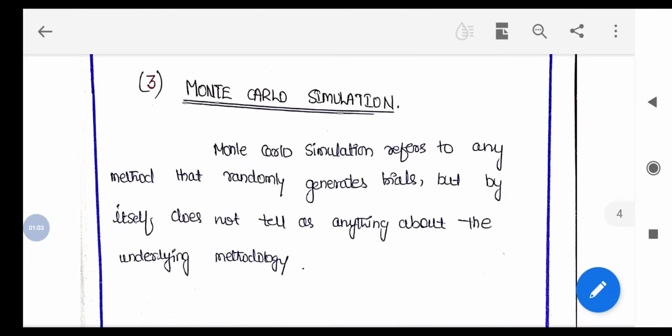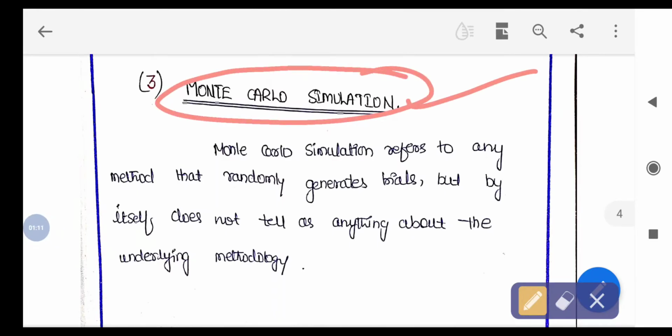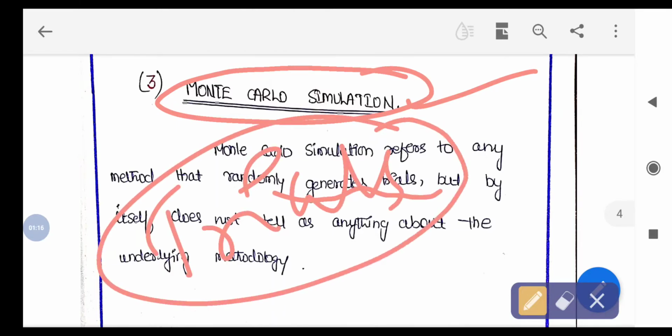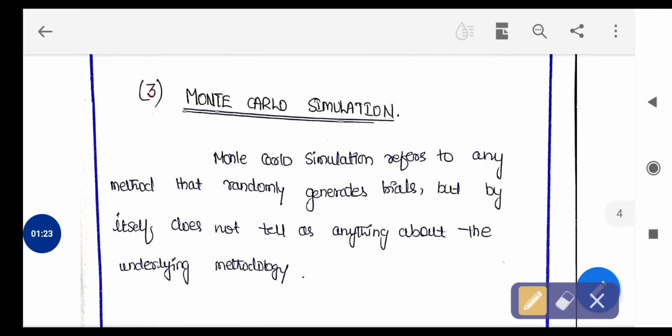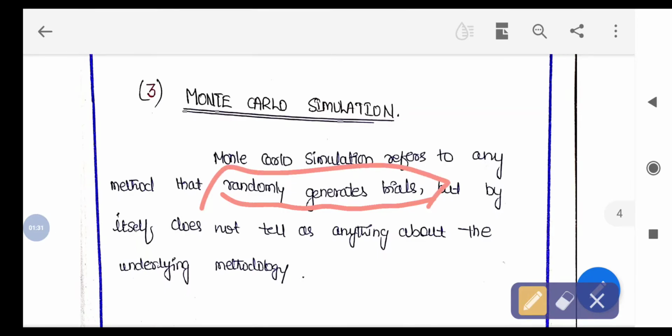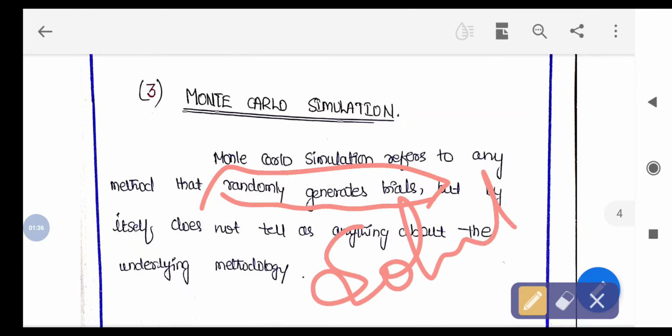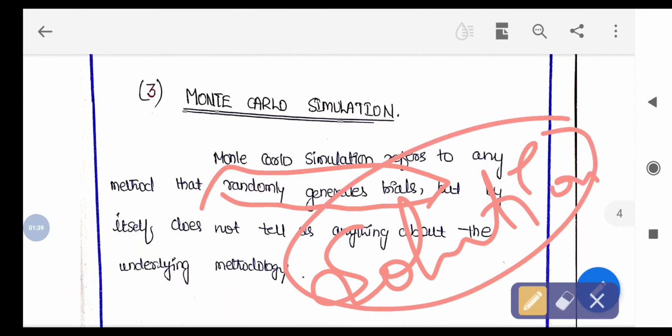The last method of VAR is Monte Carlo simulation. Monte Carlo simulation is purely trial basis. Try again and again. Monte Carlo simulation is based on randomly generated trials. Randomly, without thinking, without any bias, we are just doing the trials. So it is also one method which provides you an estimation, not the accurate solution.